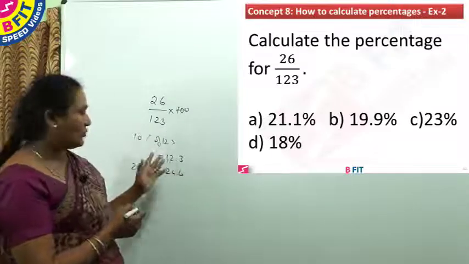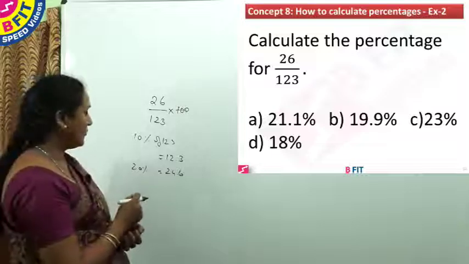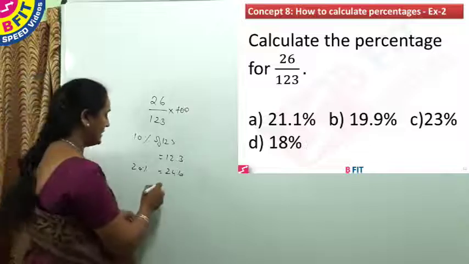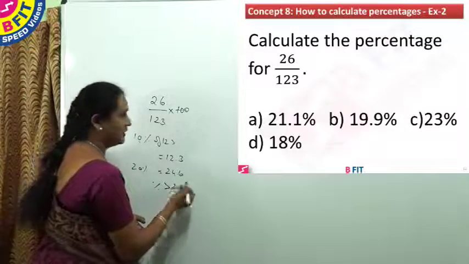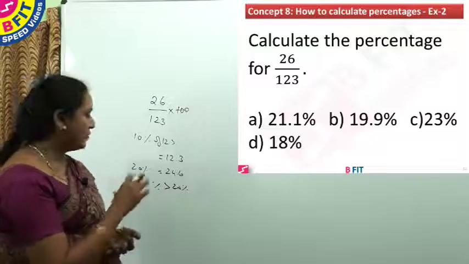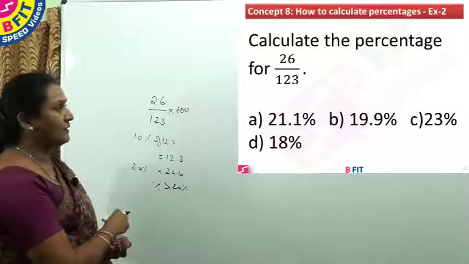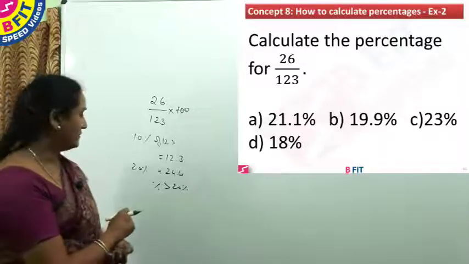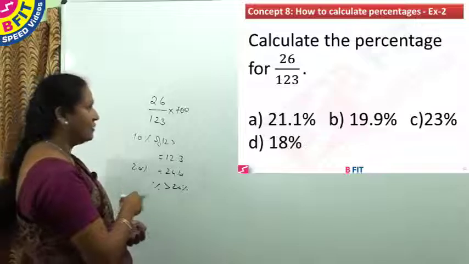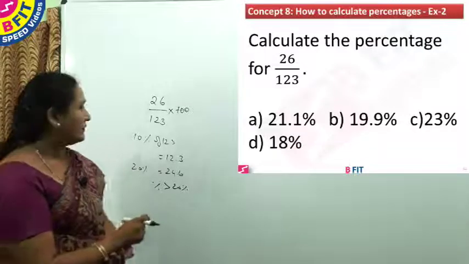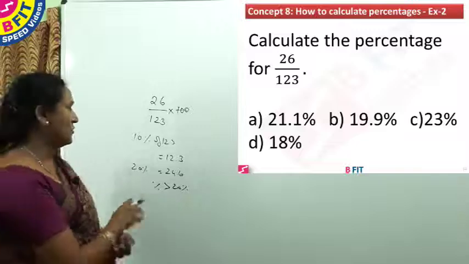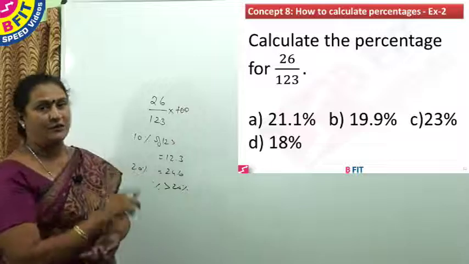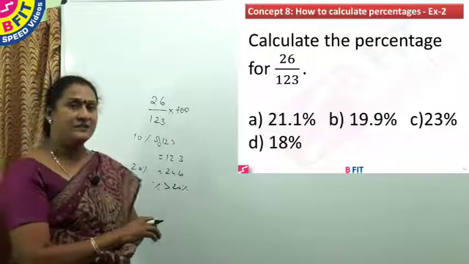Here 26 is more than 20%, and it is only 1.4 more than this 24.6. So the percentage is greater than 20%. We can choose the option which is more than 20% and nearing 20%. Which will be the answer? That is option A, 21.1%. So 26 by 123 is 21.1%, option A. Without dividing, we can get the percentage. Practice this in this pattern and make splits for the denominator. Start from 10% and proceed. We'll see the next concept.